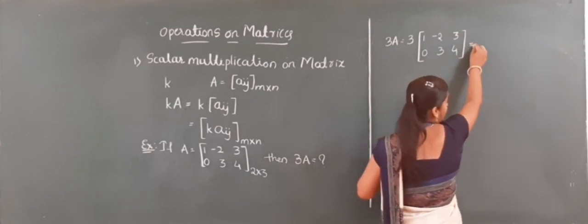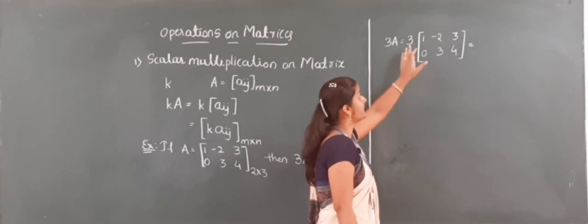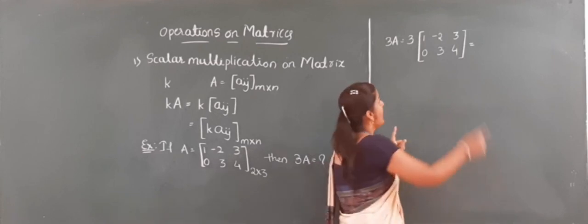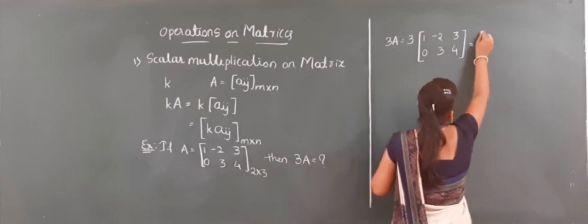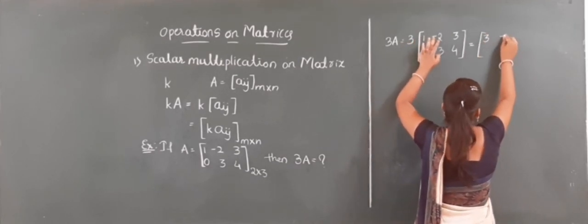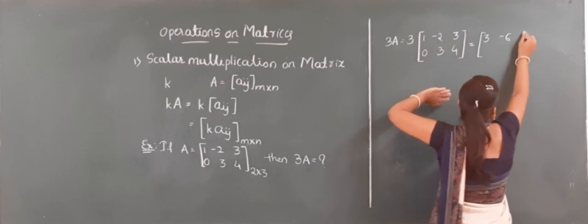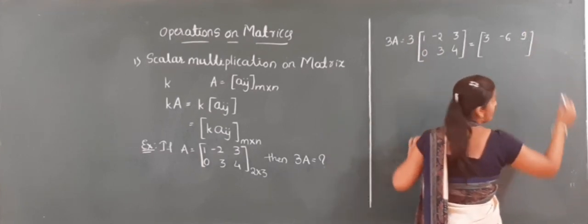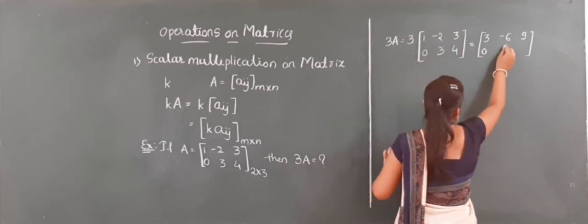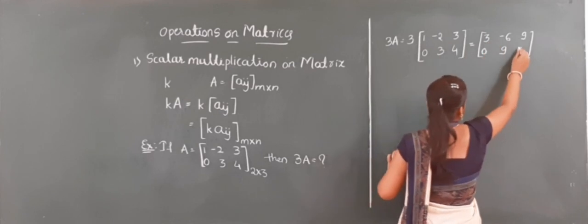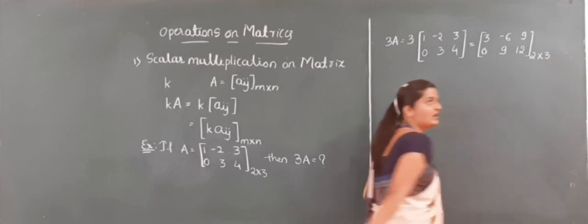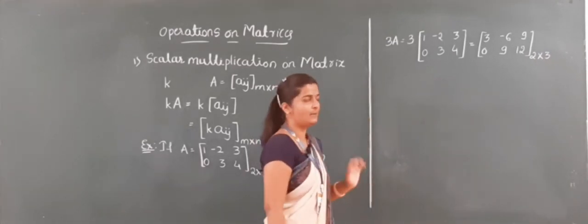Scalar multiplication means I have to multiply this scalar, that is 3, to all the elements in this matrix, every element, and keep them in the same position. So see here, 3 into 1 is 3, 3 into minus 2 is minus 6, 3 threes are 9. First row is completed. Move to the next row. 3 into 0 is 0, 3 into 3 is 9, 3 into 4 is 12, and the order of the matrix is again 2 by 3. It does not change. This is known as scalar multiplication.